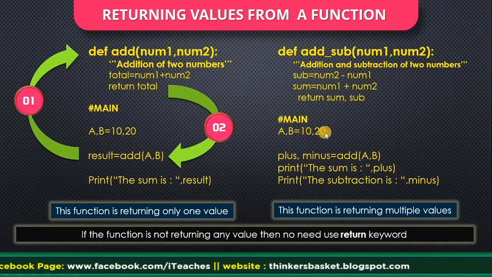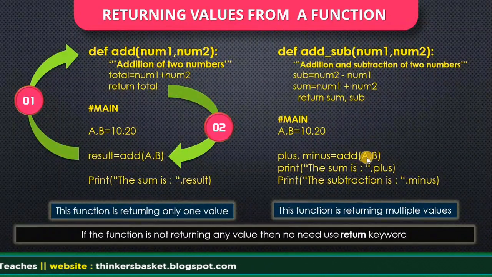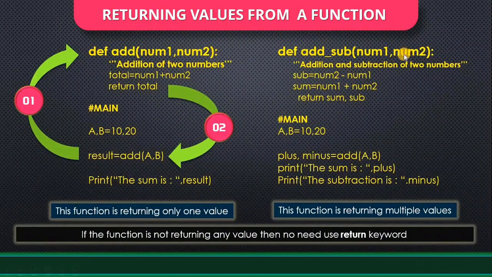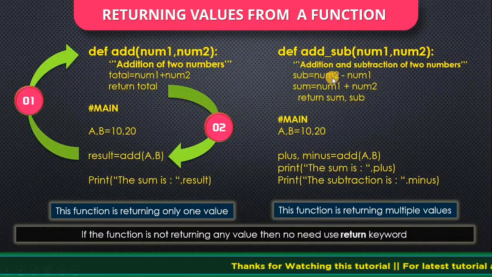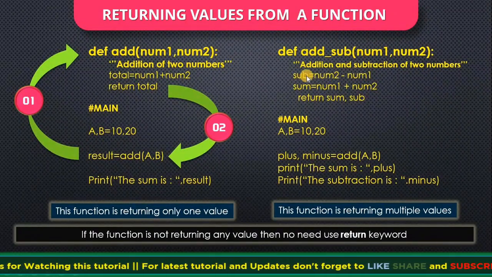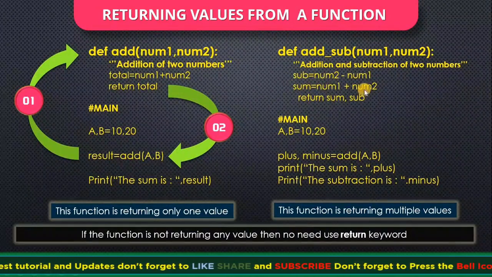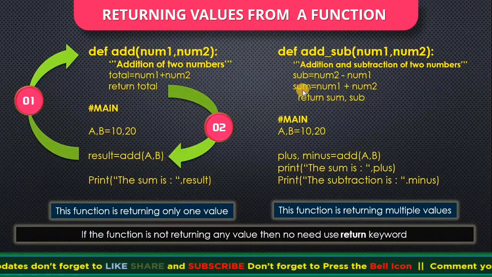So again I have taken 10 and 20. I have called this add function again with this value. All right, so here this particular A and B, that is 10 and 20, is going to be stored over here in num1 and num2 respectively, and then this operation will be performed over here, that is subtraction. For example, suppose B is the largest number, so that's why I've arranged it in this manner. So num2 minus num1, and the subtraction result will be produced and stored over here, and in the summation these two numbers will be added and the summation will be here.